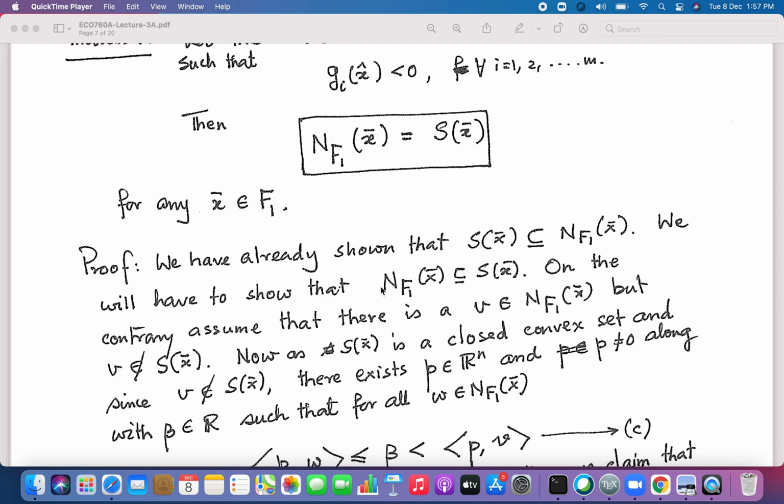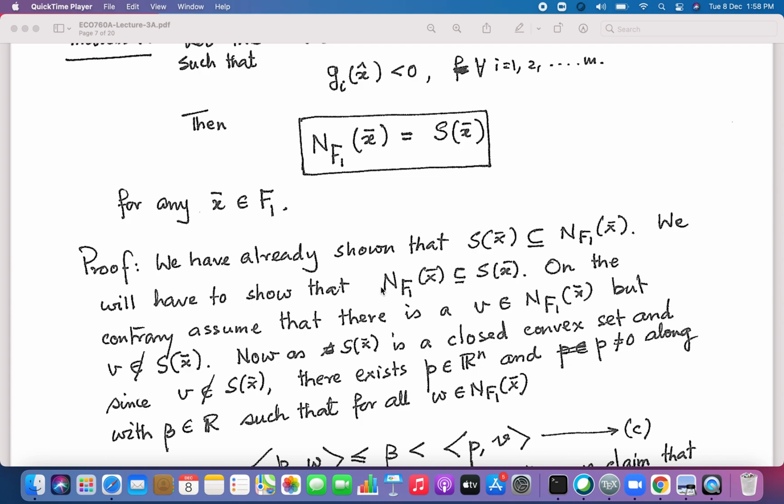That's not the case. What you really have to first show is that the normal cone to F1 at x bar is also contained in S of x bar, is a subset of it. On the contrary, you will assume that there is a v, an element of the normal cone to F1 at x bar, but that v is not an element of S of x bar. If it is to be a subset, then every v in the normal cone must belong to S of x bar. But let there be one v for which this is not true.